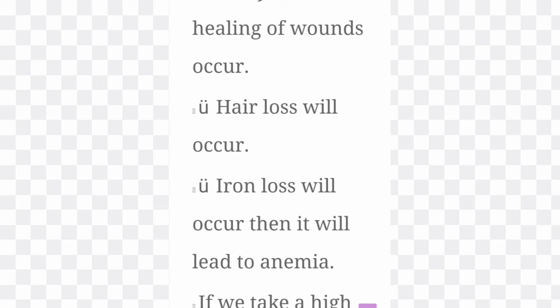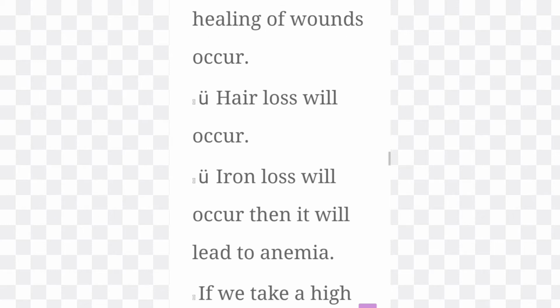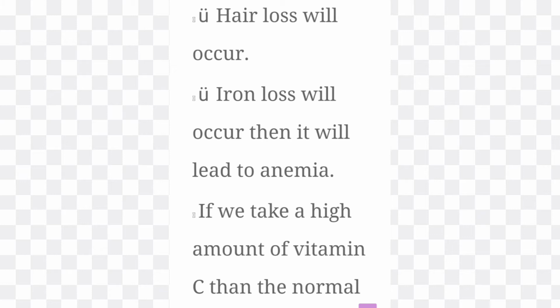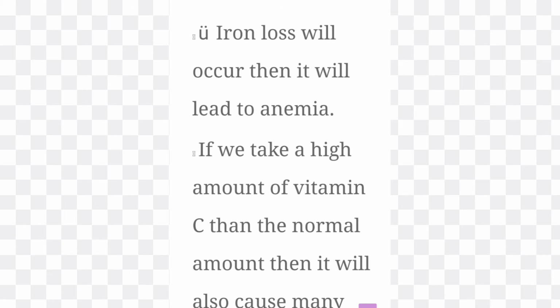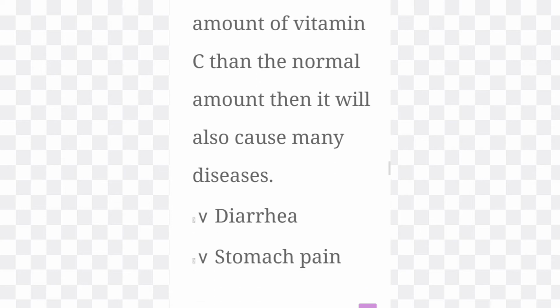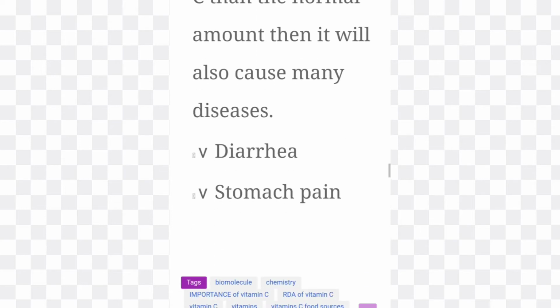Anemia means blood level decreases in our body. If we take a high amount of vitamin C, you must keep in mind that we should take our recommended daily intake of vitamin C. If we take a large amount of vitamin C than the recommended value, then we also have different types of diseases, like diarrhea and stomach pain.